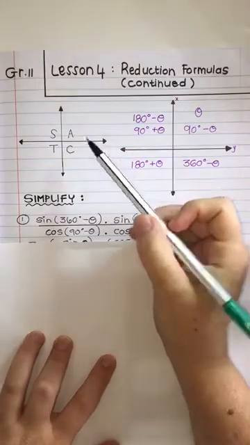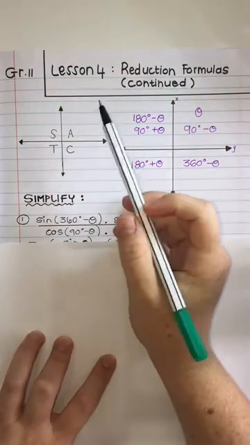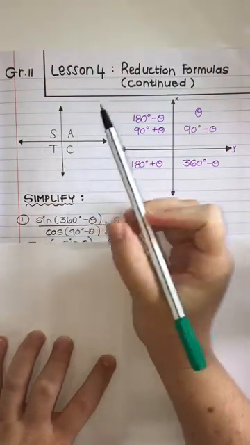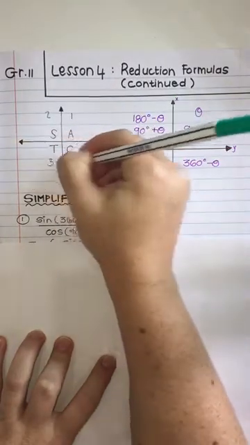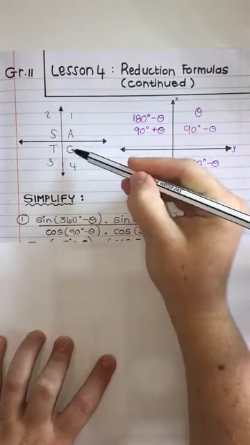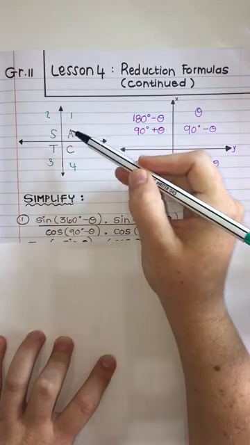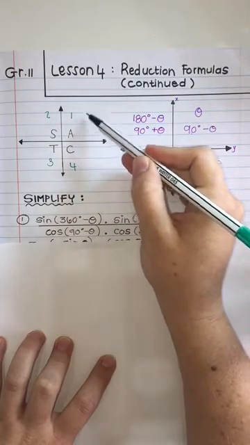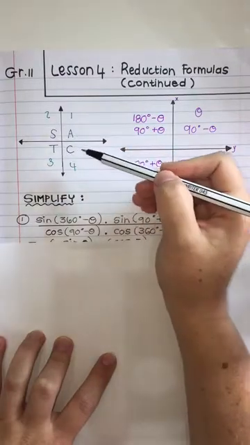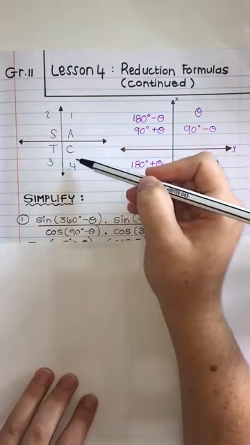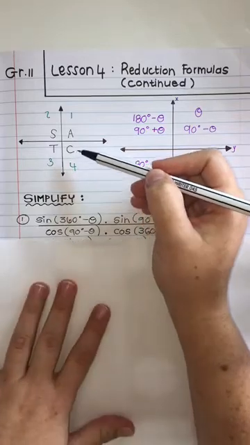Okay, so just to recap CAST again, guys. Remember, this is the first, second, third, and fourth quadrant. Sin, cos, and tan are positive in the first quadrant. Sine is positive in the second one. In the third one, tan is positive. And in the fourth quadrant, cos is positive and all the rest are negative.